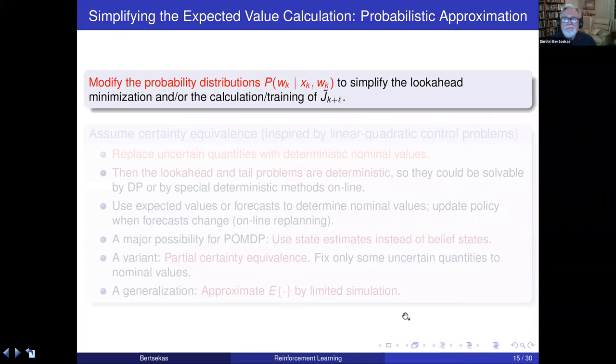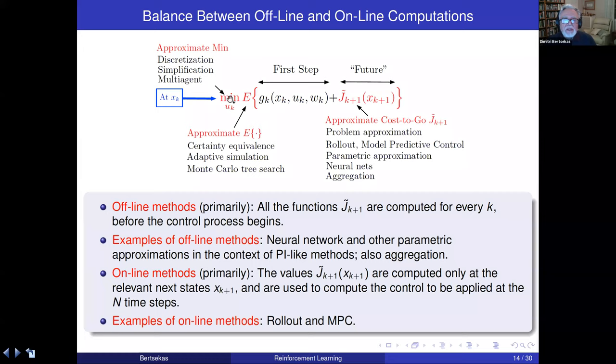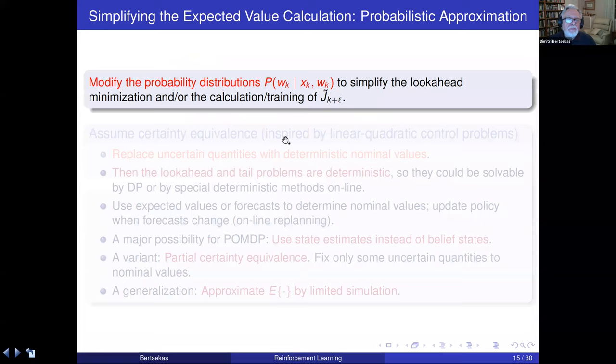Now, going back to this figure, there's the possible approximation of the expected value. Let me say a few things about the possibilities here. One possibility is to modify the probability distributions of the problem. I'm sorry, that should be a UK here as a typo. The given probability distributions can be modified to simplify the look-ahead minimization and various other calculations in the method.